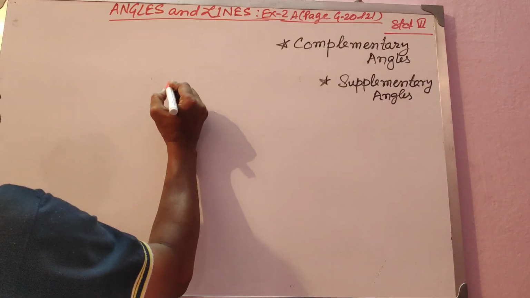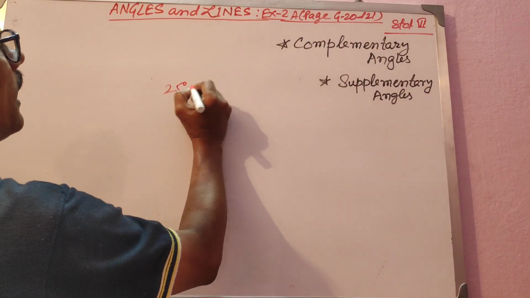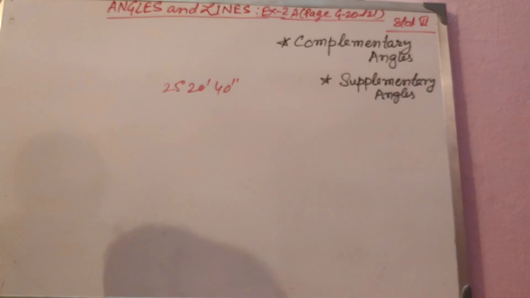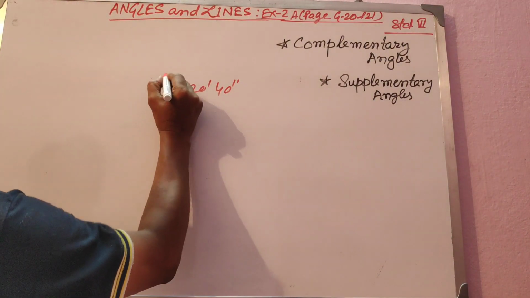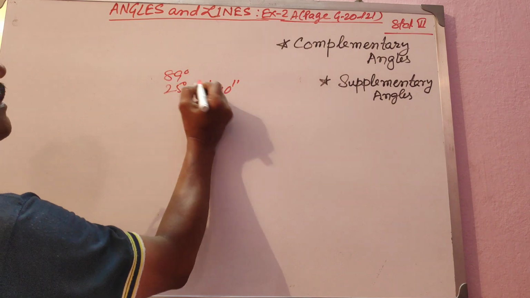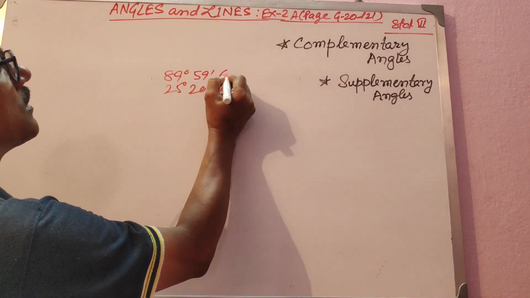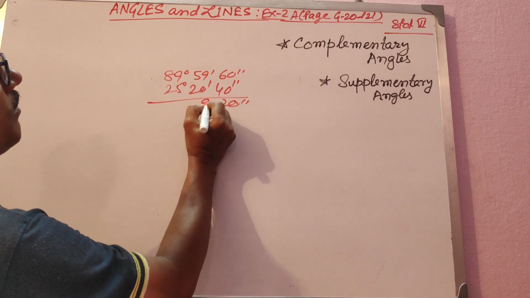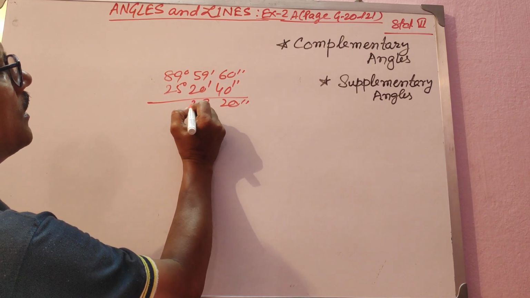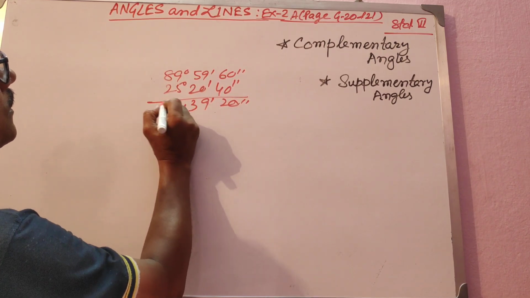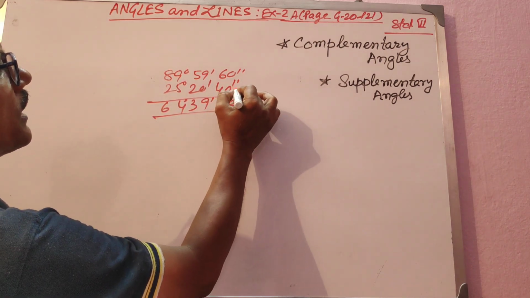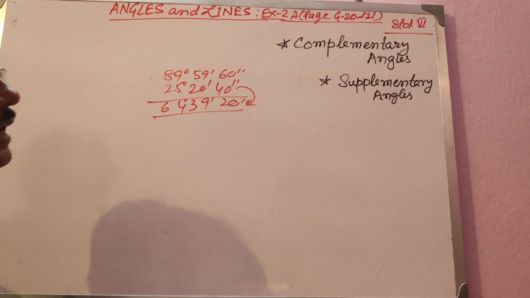Suppose it is given to you as 25 degrees, 20 minutes and 40 seconds. What is the complementary angle of it? You have to subtract from 89 degrees, 59 minutes, 60 seconds. Do the subtraction, and it will be very easy. 64 degrees, 39 minutes and 20 seconds will be the complementary angle of it.